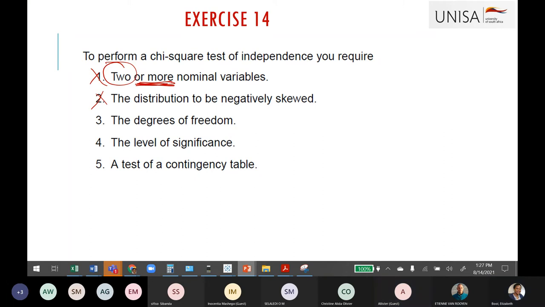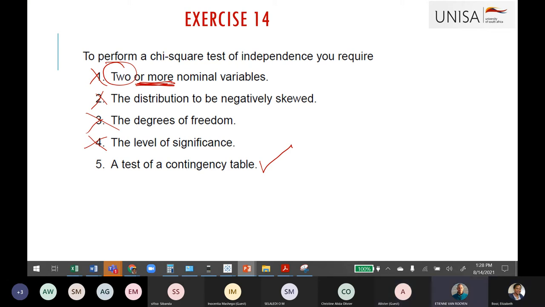Okay. Do we need the degrees of freedom? To perform it, what will we do with the degrees of freedom? Do we need the level of significance? What will we just do with the level of significance, knowing that? Do we need a contingency table? Yes. That is the base of a chi-square test, contingency table.